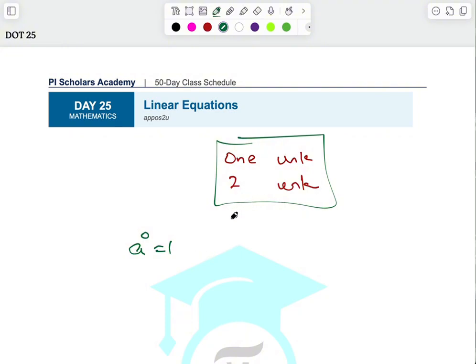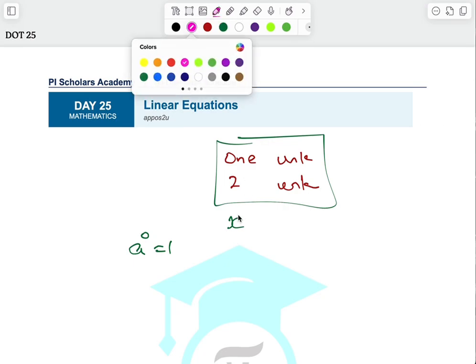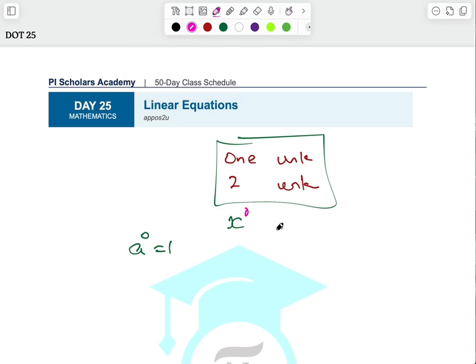So if x represents an unknown, then x can be raised to the power of 0. You can have x raised to the power of 1. You can have x raised to the power of 2. You can have x raised to the power of 3. And it goes on and on like that. I even talked about it when I was teaching binomial expansion. By the way, x raised to the power 0 becomes 1. X raised to the power 1 is just x. And this remains x squared. You have x raised to the power 3. And this goes on and on like that.